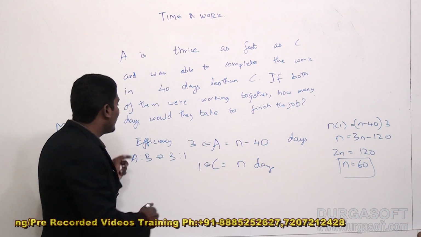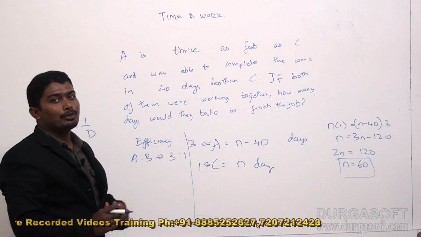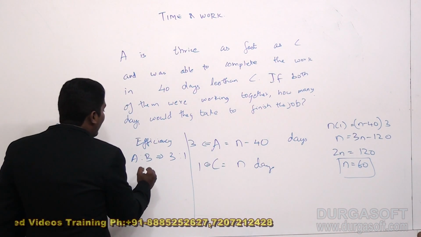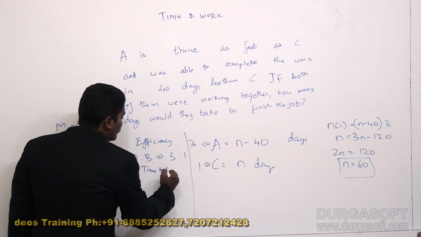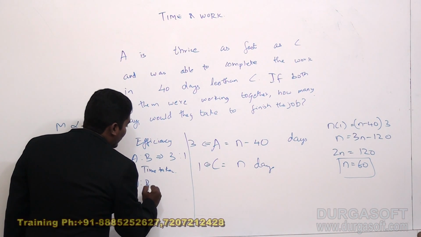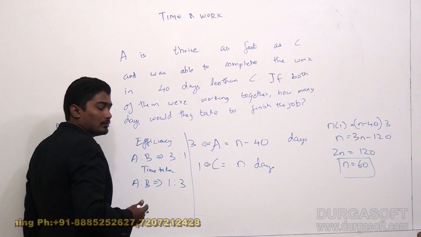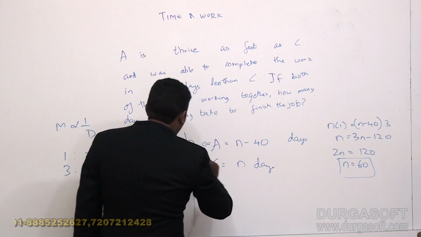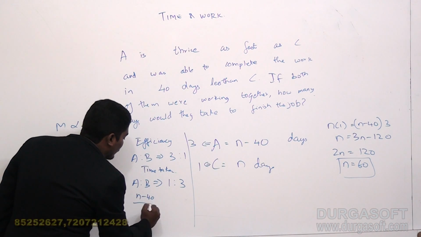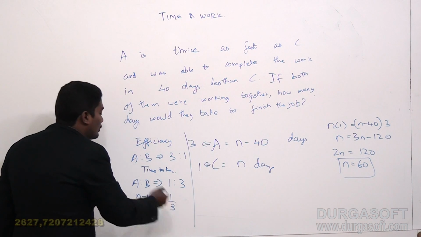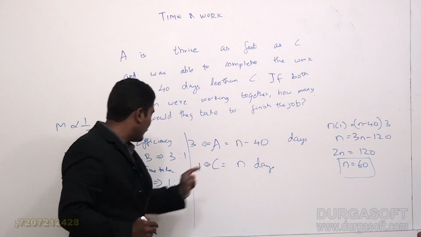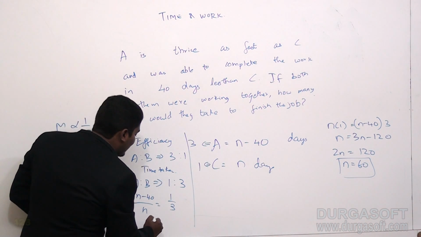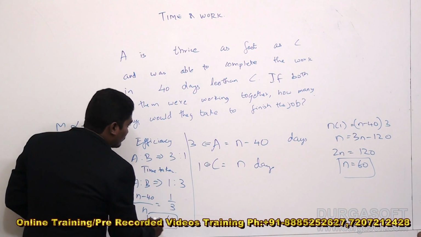Or another way of doing it is that I can consider that efficiency is in ratio 3:1. I know that the efficiency and the time taken are inversely proportional. So time taken of A to C will be in ratio 1:3. So I can say that the time taken is n minus 40 by n, and this will be in ratio 1/3. If you cross multiply, you will get the same: n into 1, n, equals 3 into n minus 40, which is 3n minus 120. By solving this, I will get n is equal to 60.